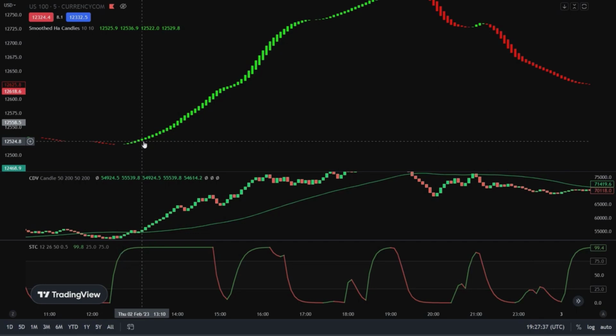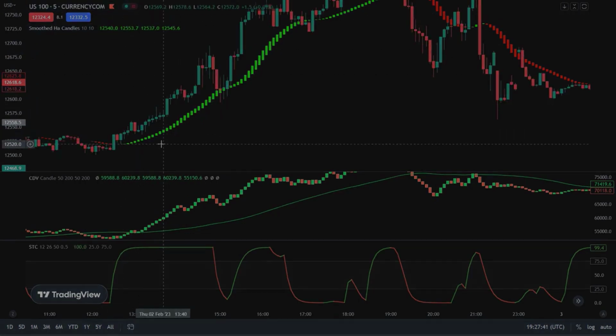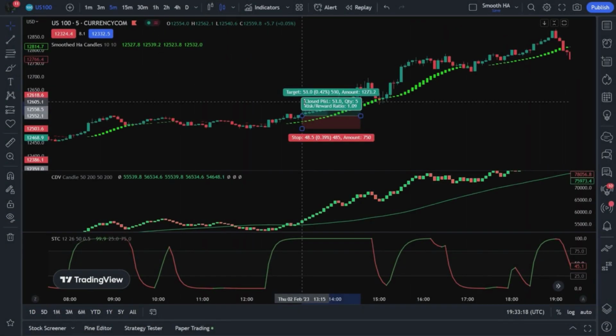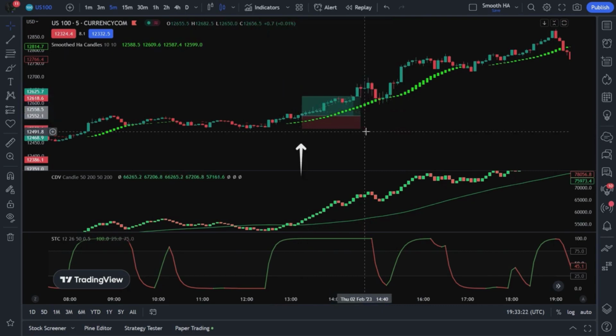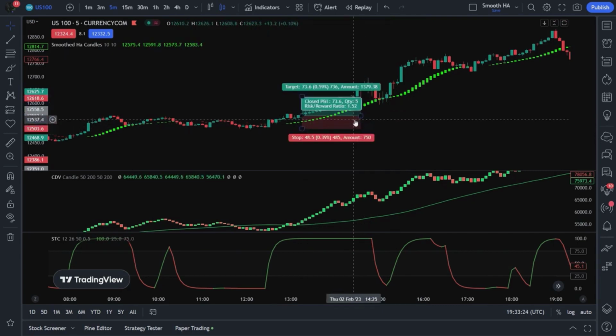We then bring back our original candles to the TradingView chart like so, and we can take a long position on the close of the valid candle. Just like before, we set our stop loss just below the smooth Heiken Ashi candles, and we target a risk-to-reward ratio of 1 to 1.5.